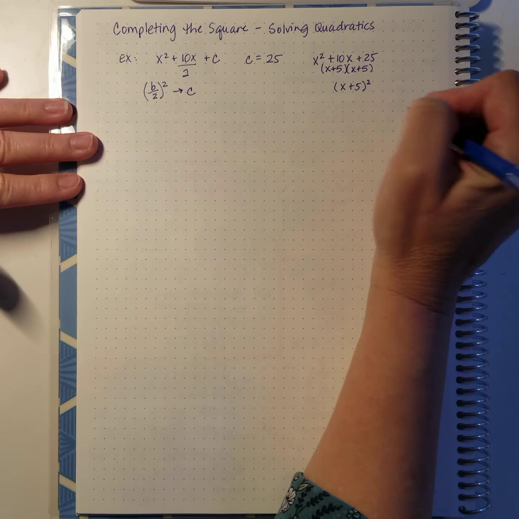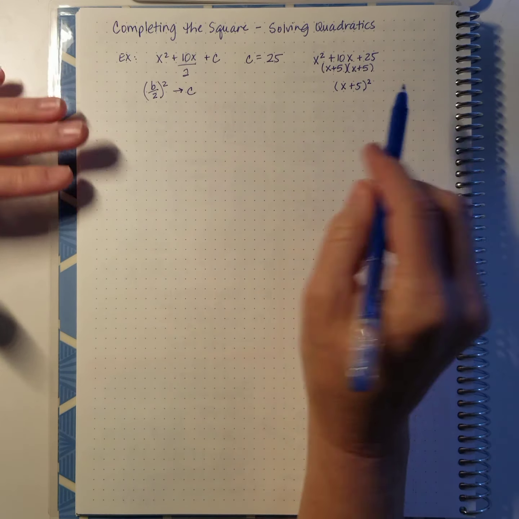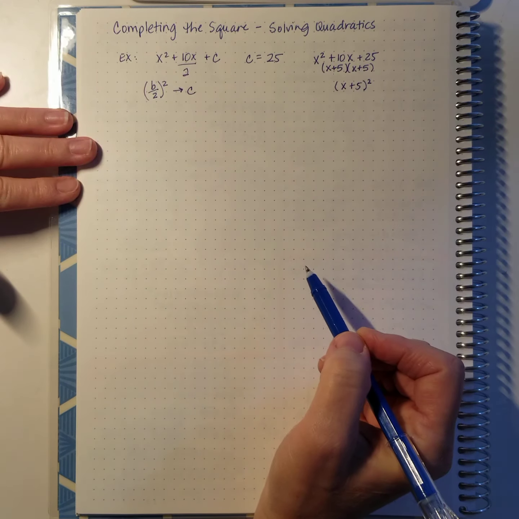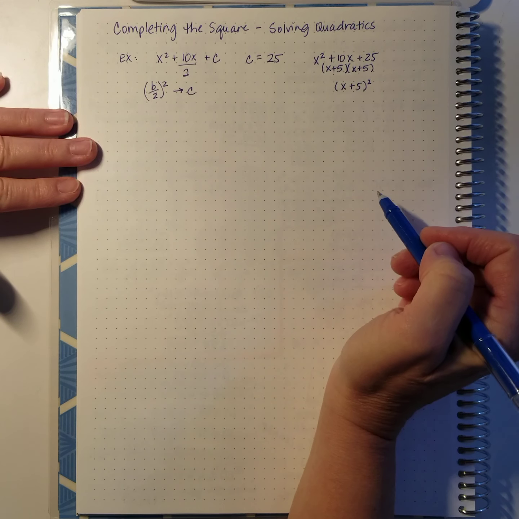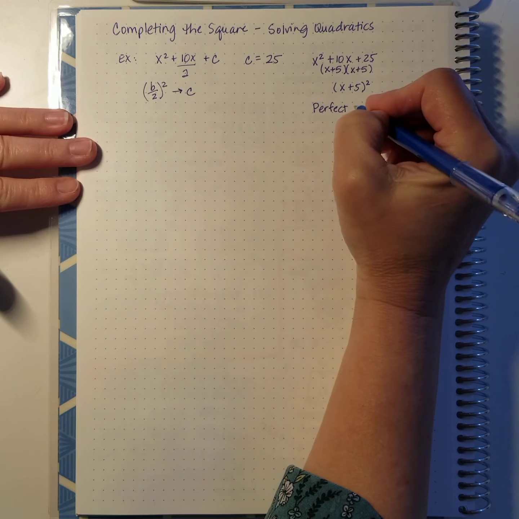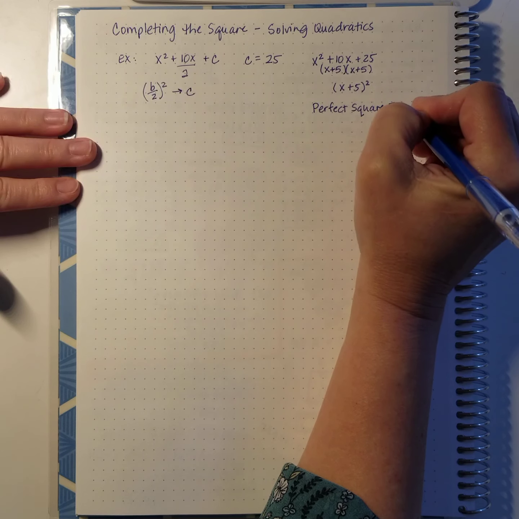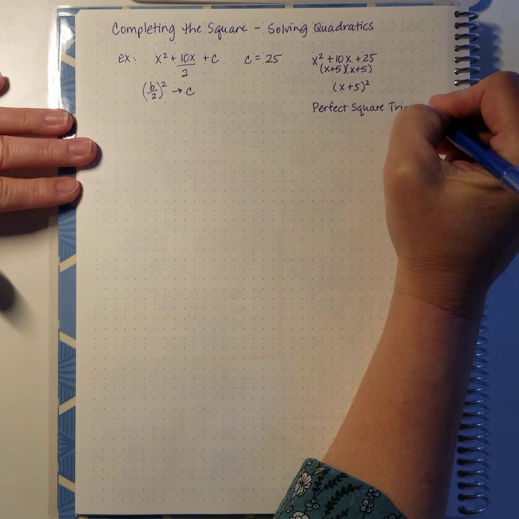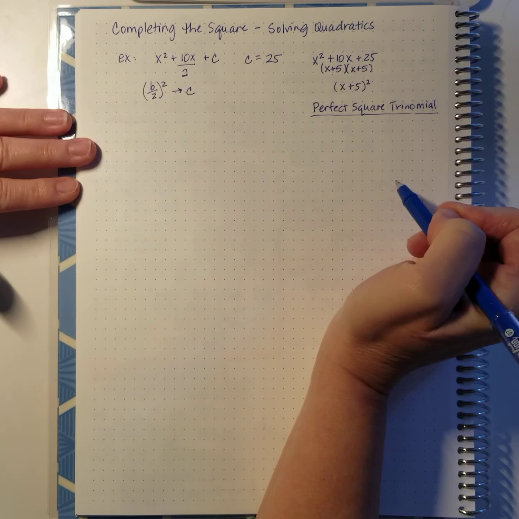Okay, so for instance, 2 squared, 3 squared. This is x plus 5 squared. So we have a number squared. We call it a perfect square trinomial: 1, 2, 3 terms is a perfect square trinomial. So that's our goal. Okay, great. We're trying to create this perfect square trinomial.